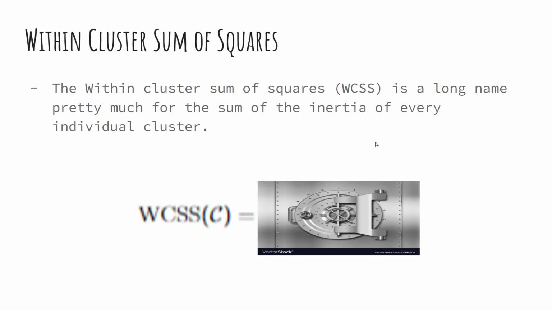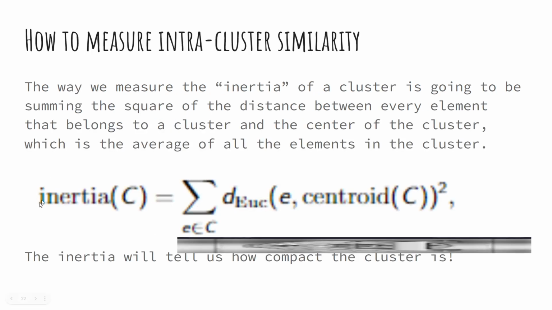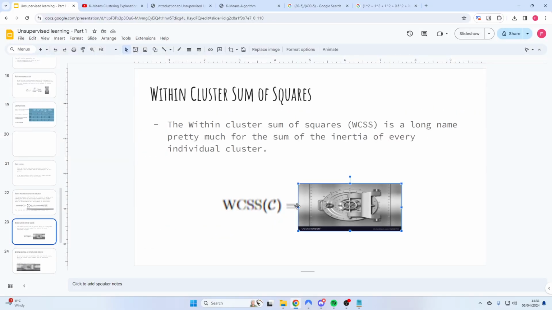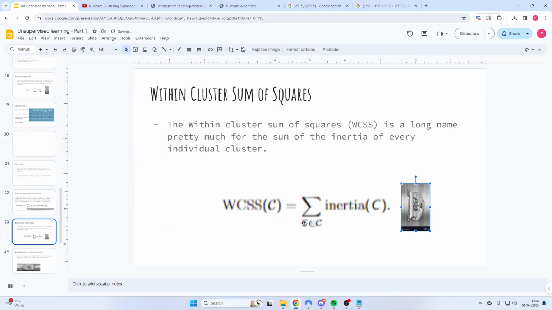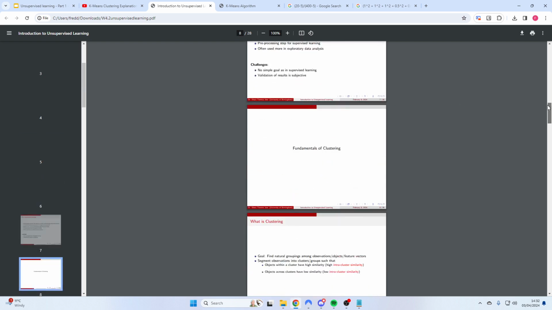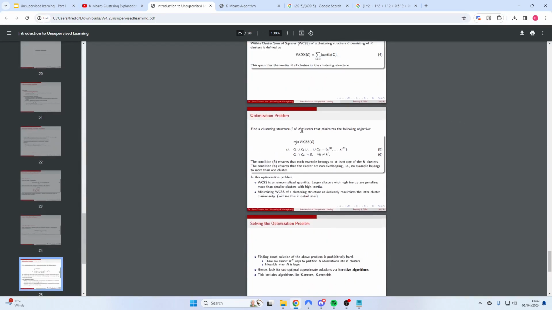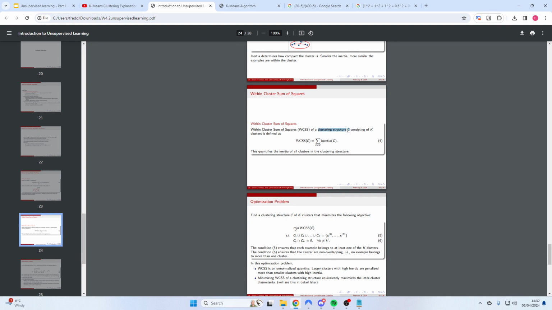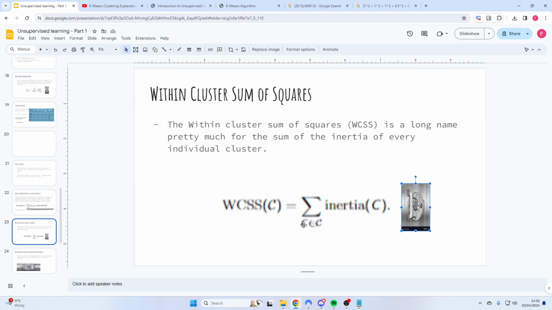With it, we need to define the within cluster sum of squares, which is simply every single cluster, we just calculate its inertia and just sum it all up. Simple as that. So for every cluster in C, this weird looking C, which I can't remember the specific name of, the clustering structure, calculate its inertia and sum that all.